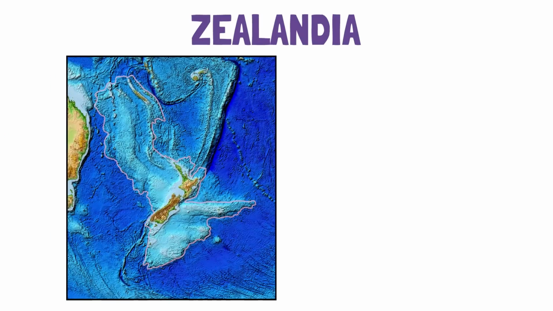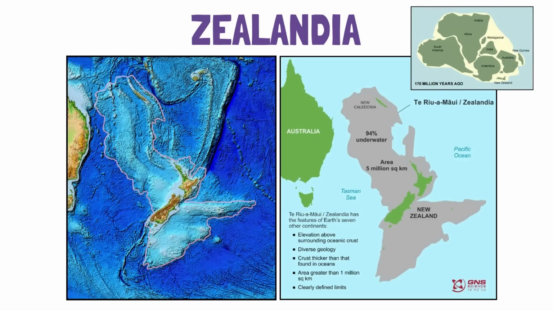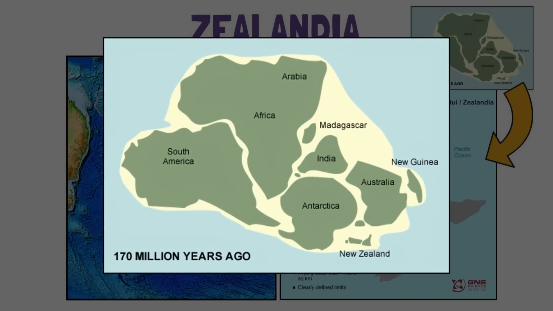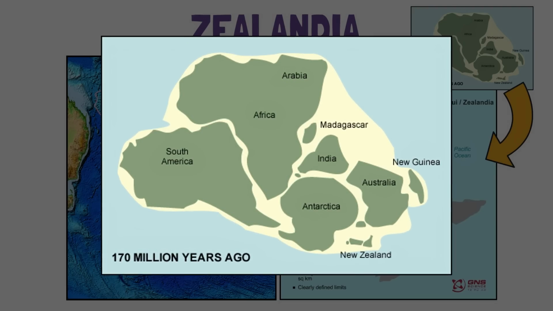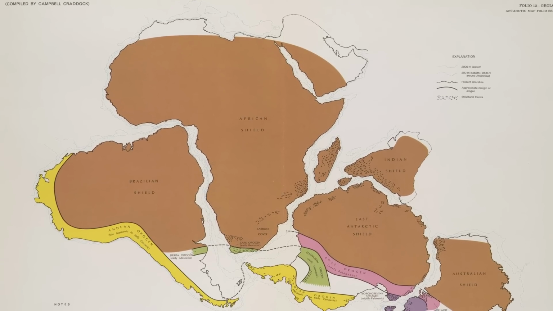Starting with Zealandia. Zealandia is an almost entirely submerged mass of continental crust that subsided after breaking away from other continents around 23 million years ago. It was part of the supercontinent Gondwana, which joined South America, Africa, India, Madagascar, and Oceania. There's a bunch of geographical explanations as to why it became underwater.